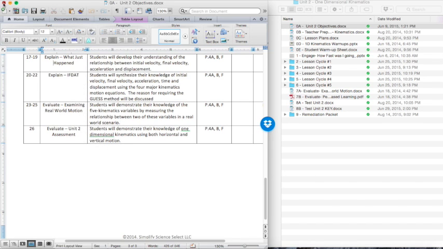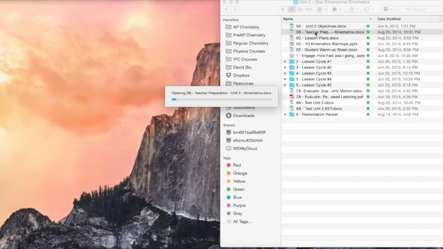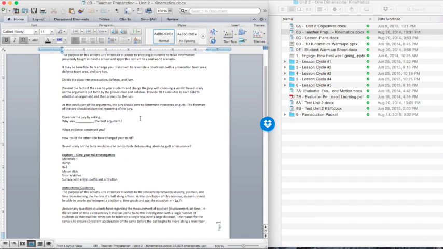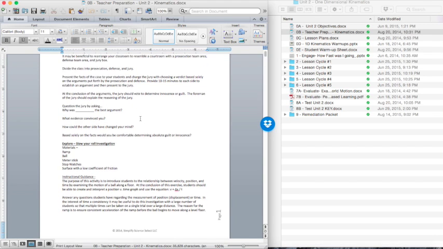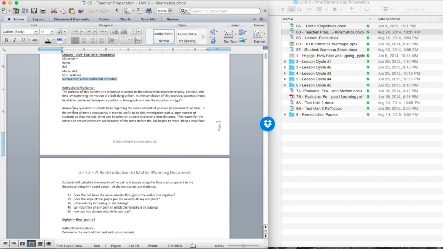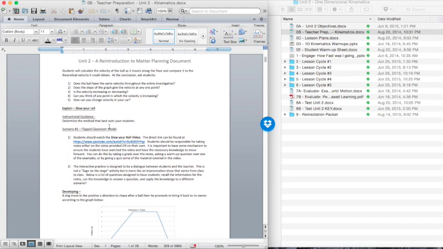So now what we have is the very specific teacher preparation directions. Now these documents tend to be fairly long, and they're giving you very specific instructions on what you're going to need. So for example, a ramp, a ball, a meter stick, stopwatches, and surfaces with a low coefficient of friction. So those are the materials that you're going to need in order to do the lab. It gives you instructional guidance on how to set up and things to be careful for whenever you are introducing the lab.